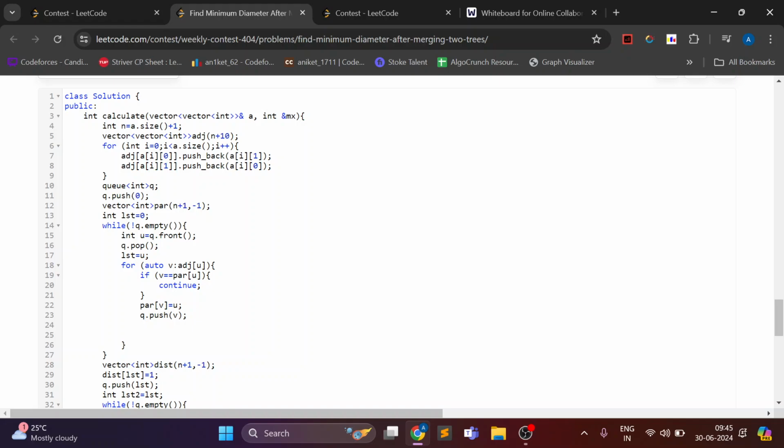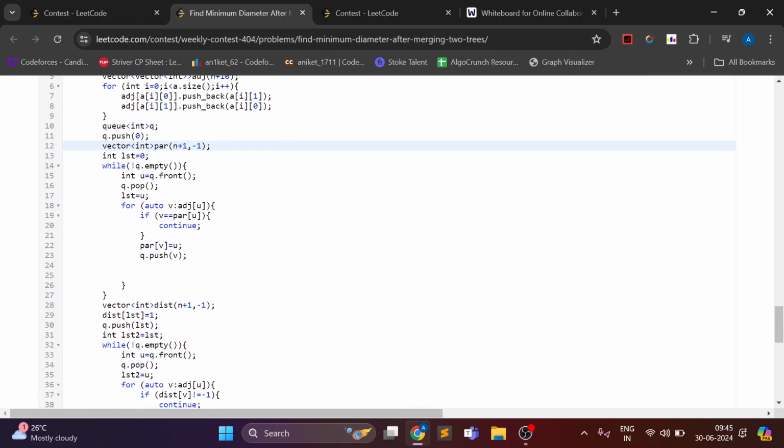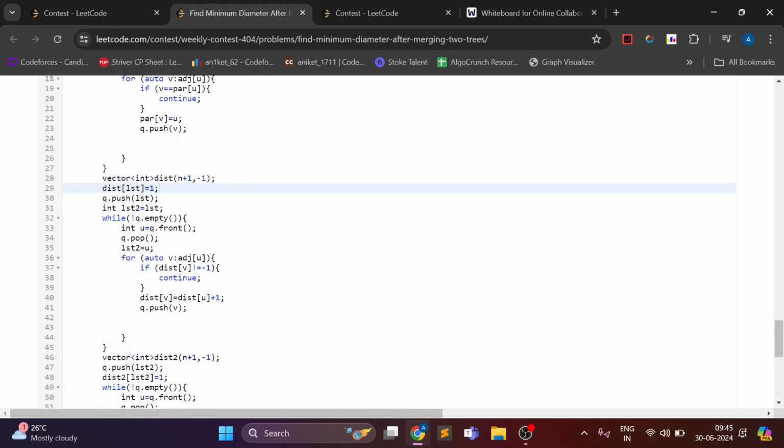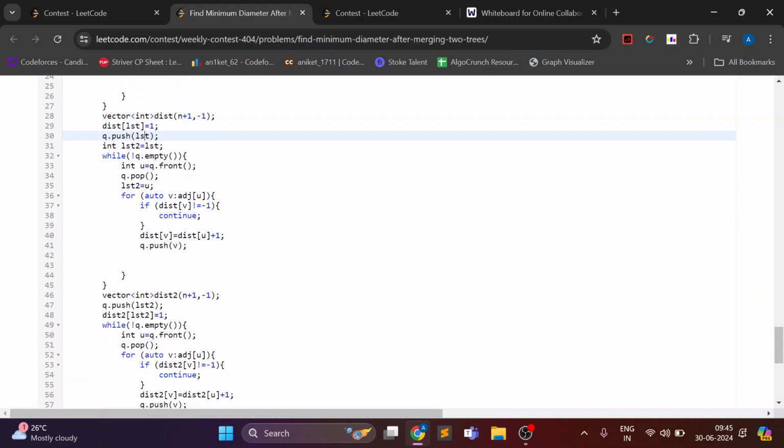And how can I calculate it? First of all, I will create an adjacency list. Using BFS, I will find the farthest point from the root, from 0. It would be stored in LST. Now from this LST variable, I am finding LST2, the farthest point from LST, and I will store it in LST2.